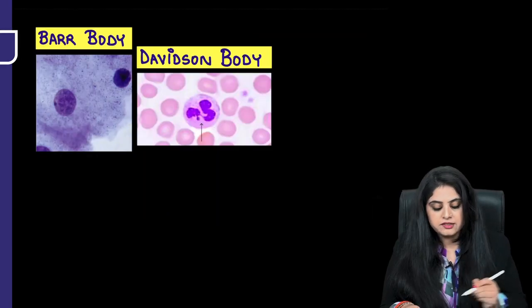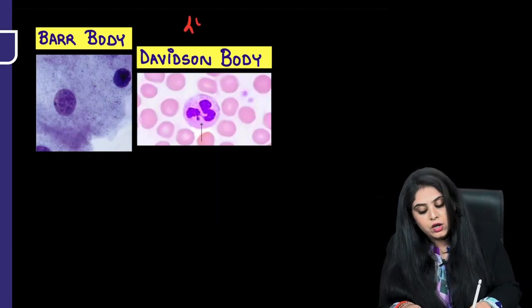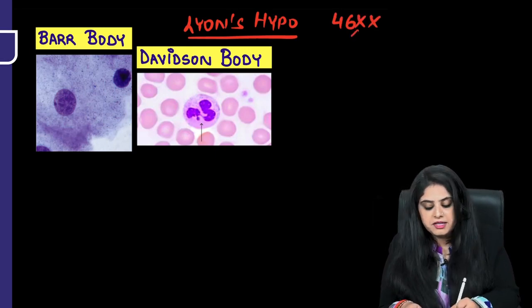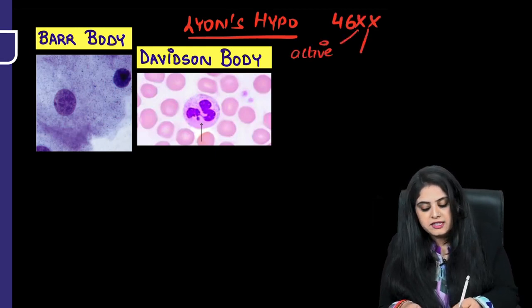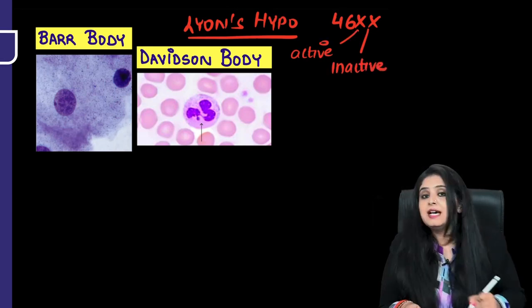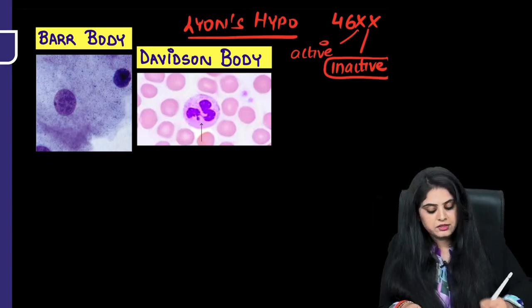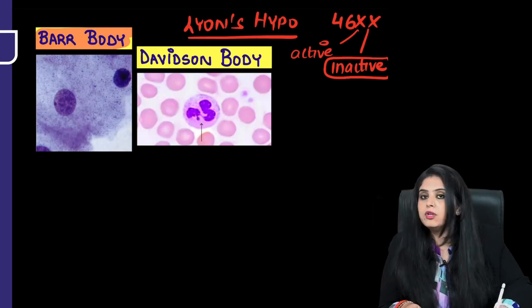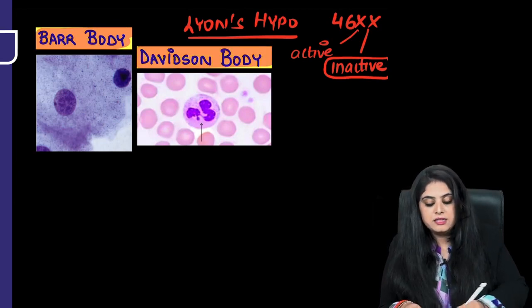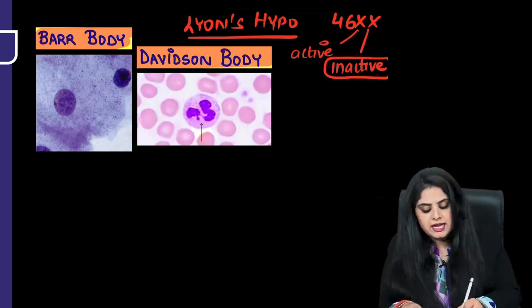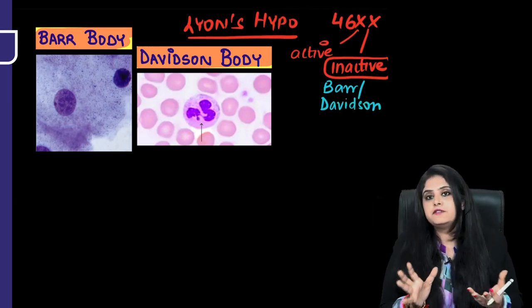Now, the last thing in genetics that we need to know is about the very, very famous Lyon hypothesis. What does Lyon hypothesis tell me? Lyon hypothesis says that in every female, 46XX, one X chromosome is going to be active and the other X chromosome is going to be inactive. And that basically means that this inactive X chromosome is either known as a Barr body or a Davidson body. Let me tell you, Barr body, Davidson body, same thing. It is going to be the inactive X chromosome. They just look different, but they mean the same.